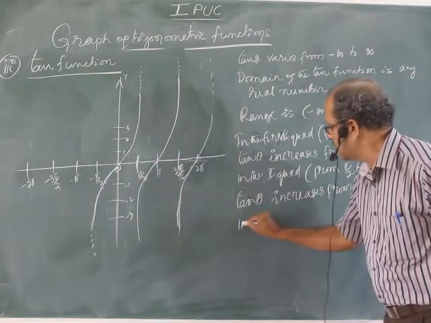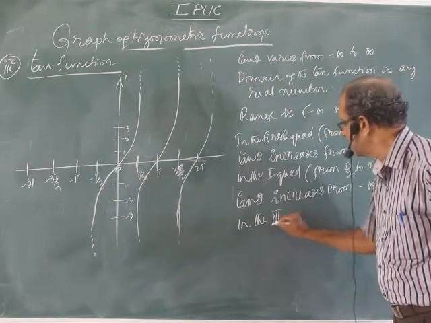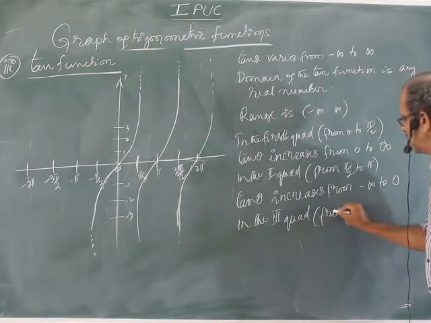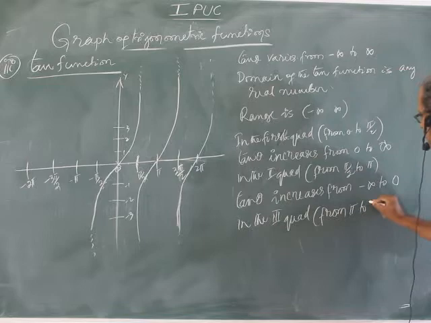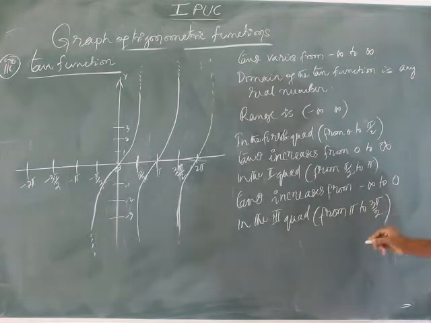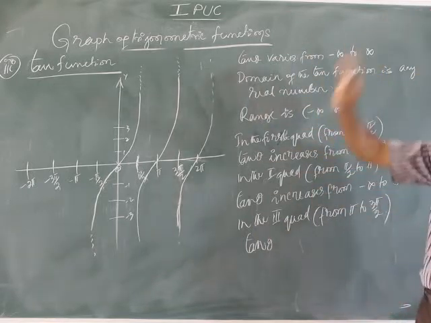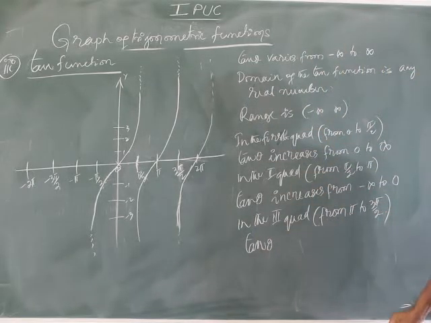And in the third quadrant, that means from pi to 3 pi by 2, tan theta again increases. Tan theta increases from 0 to infinity.